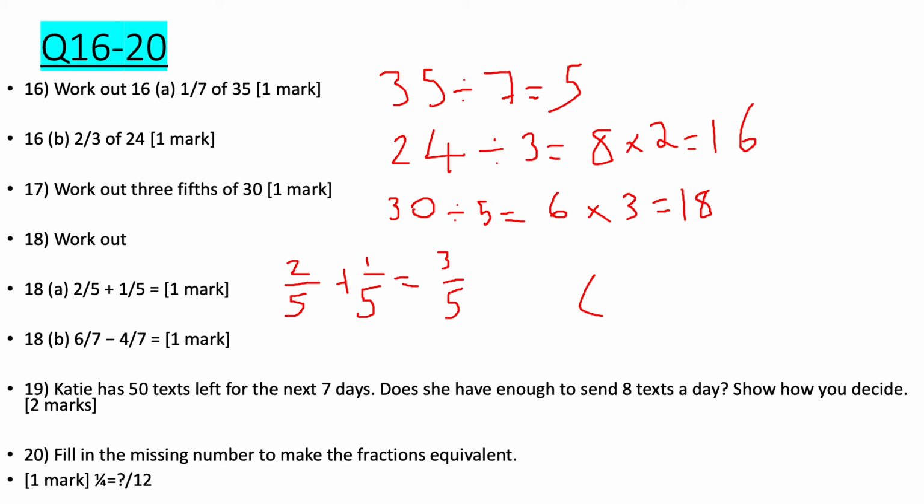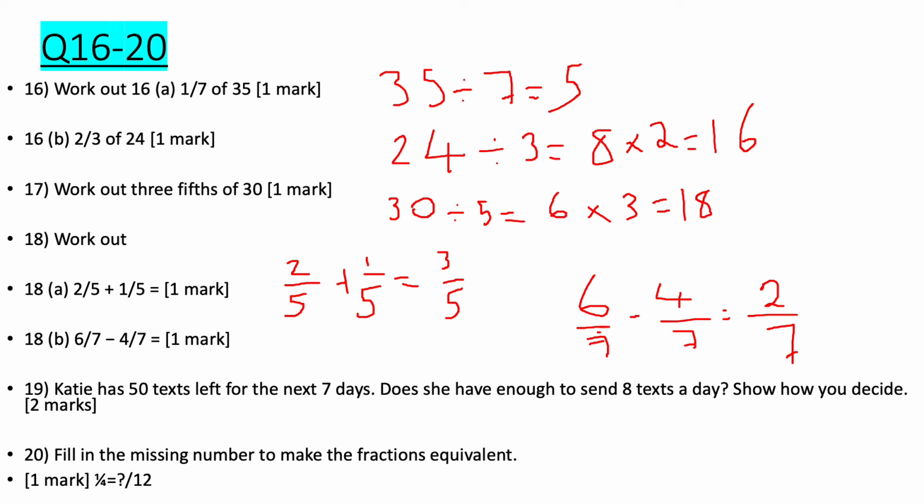Part B. 6/7 subtract 4/7. Well, again, it's the same rule here, that when I subtract with the same denominators, i.e. the same bottom numbers, then all I do is subtract the numerators. So 6 take away 4 is equal to 2, guys.